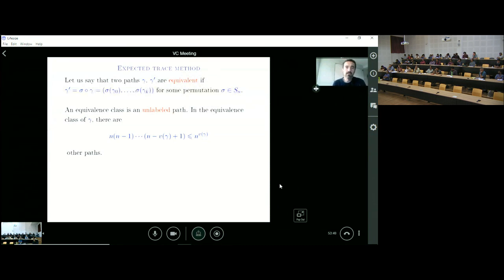Okay, so in each equivalence class, if you want to count the number of elements, you just have to specify the value of the labels, the value of the vertices. So it's exactly the V gamma first terms in the development of n factorial. Okay?